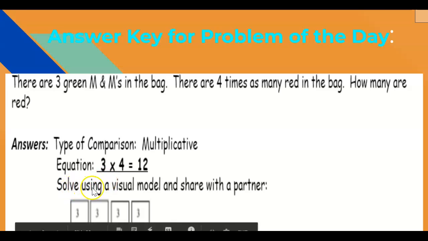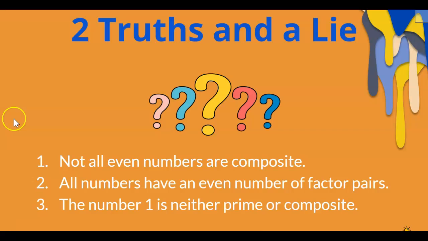A visual model that you could have used was 4 different groups of 3. So you have 3 here, 3 here, 3 here, and 3 here. And when you add these all up, you got 3 plus 3 is 6, plus another 3 is 9, plus another 3 is 12. So on our next slide here, we've got the title of 2 truths and a lie.